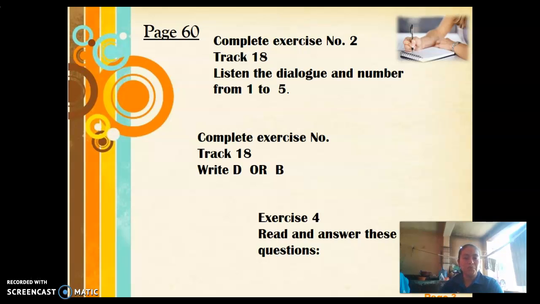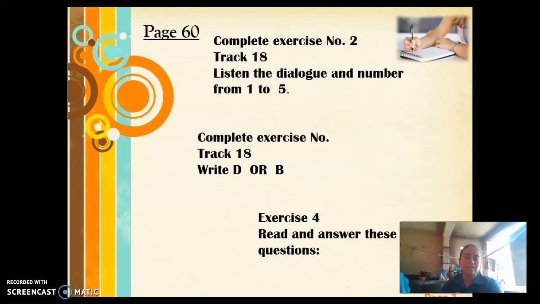You are going to number the pictures from 1 to 5. The picture that you listen to first, you're going to write number 1 and so on. And now we're going to continue until we have number 5.